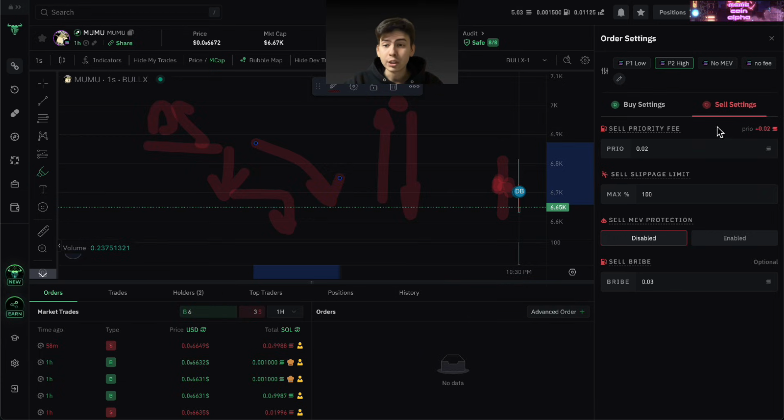My sell settings for this preset are 0.02 for the sell priority fee, the slippage amount is set at 100%, the MEV protection is disabled, and my bribe fee is 0.03.